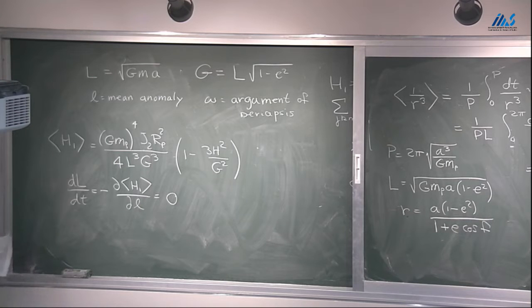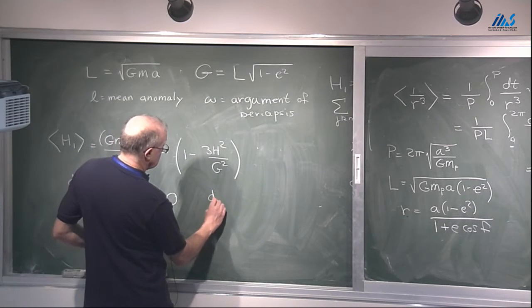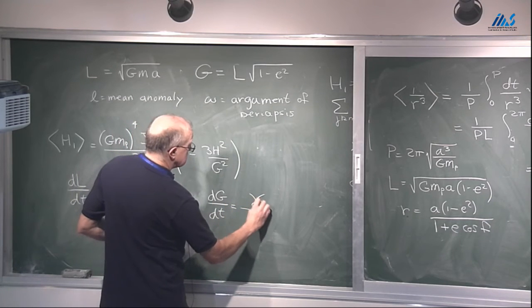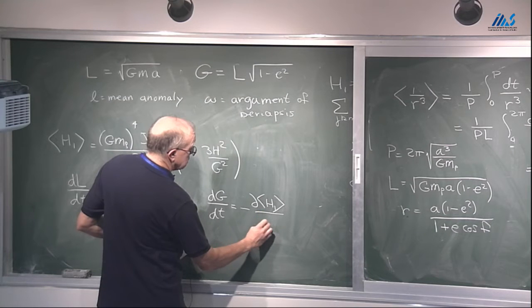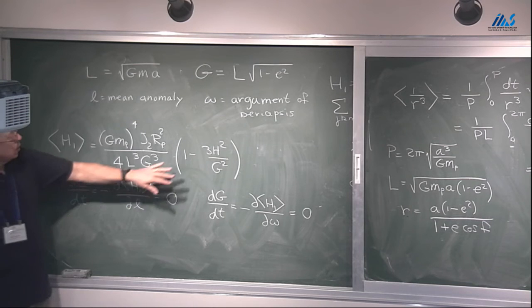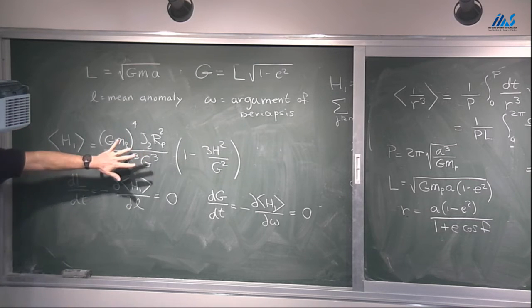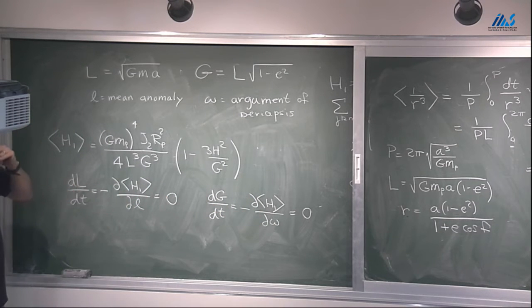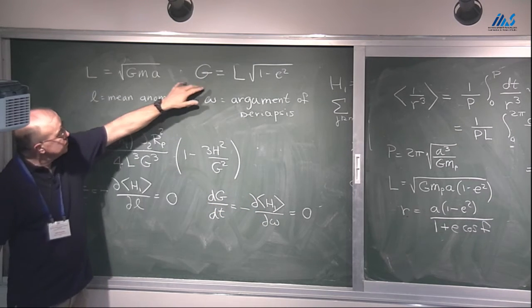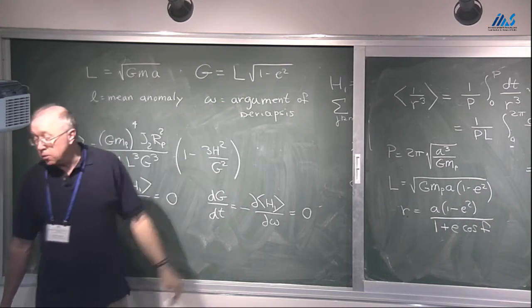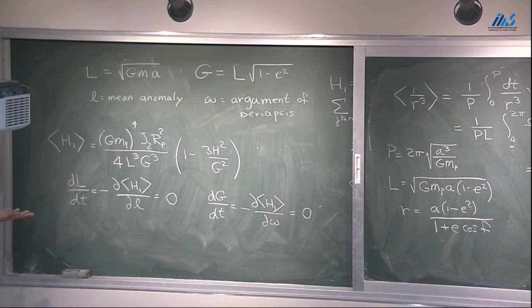The second conclusion, you look at Hamilton's equation for G, is minus dH d omega. That's also 0 because the argument of periapsis doesn't appear in here. This is a much less trivial and less obvious fact. It's very important because since the semi-major axis is fixed, any variation in G is a variation in the eccentricity. Any variation in the eccentricity is a variation in the perigee distance.